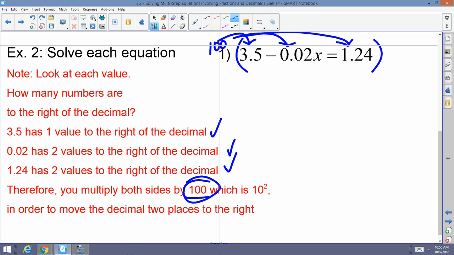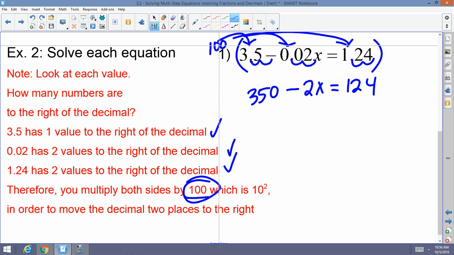When I multiply by powers of 10, I move the decimal to the right for as many places as there are zeros. So 3.5 goes 1, 2 to the right, so that becomes 350. Minus 1, 2 to the right, that becomes 2x. Equals 1, 2 to the right, that becomes 124. No more decimals, bye-bye.